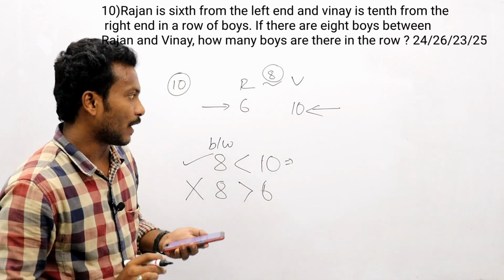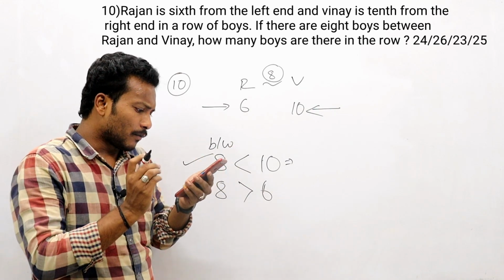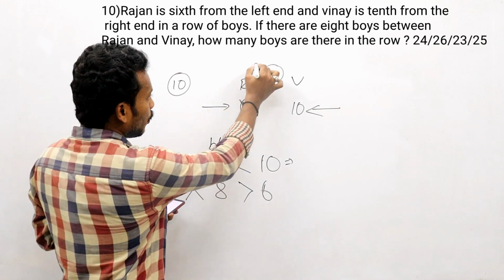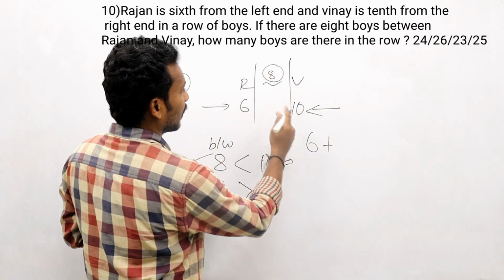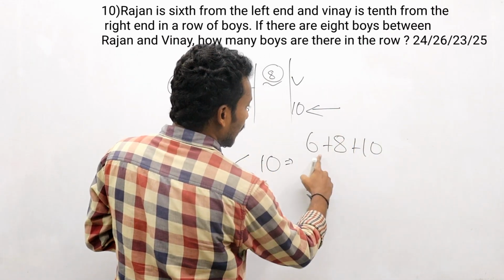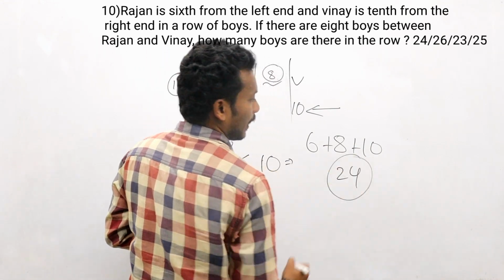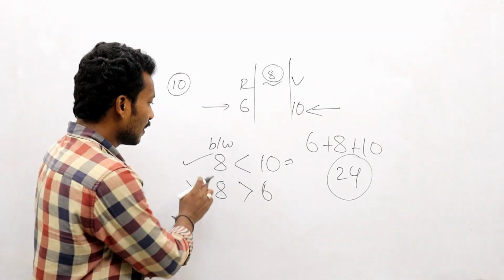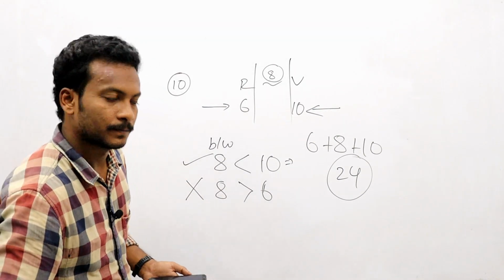Now we have to find. What is the question now? Finally, how many boys are there? For questions like this, up to here 6 persons, after that 8 persons, up to here 10 persons in total. 6 plus 8 is 14, 14 plus 10 is 24. We got it. 24 is the answer. Another method is not possible, because we have only a single answer here. Okay, right?